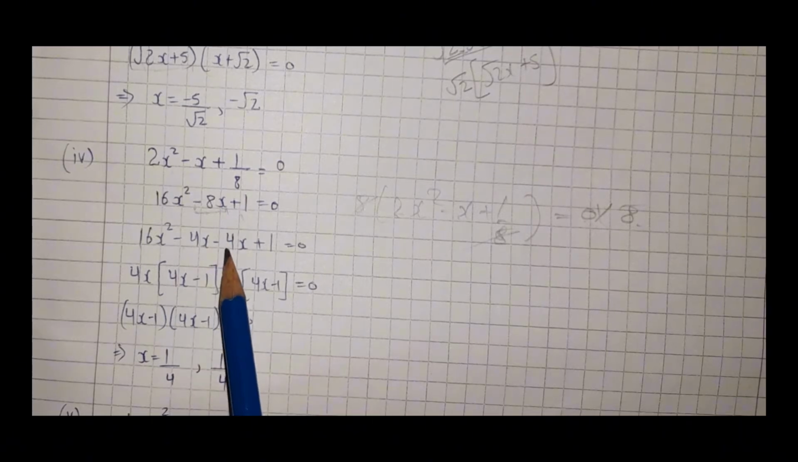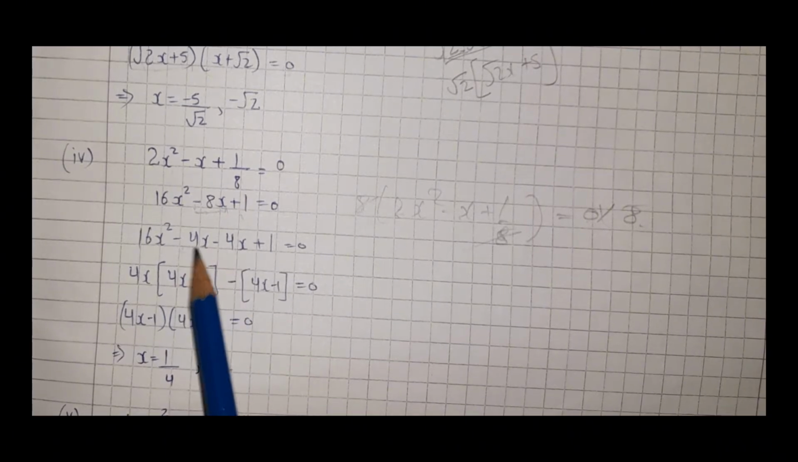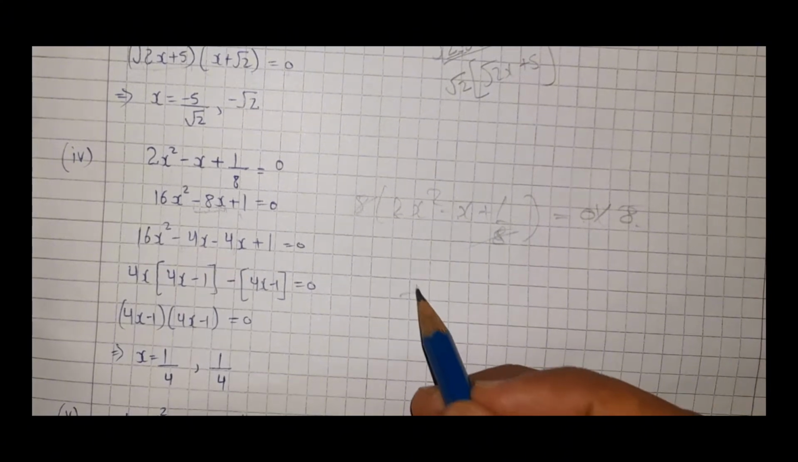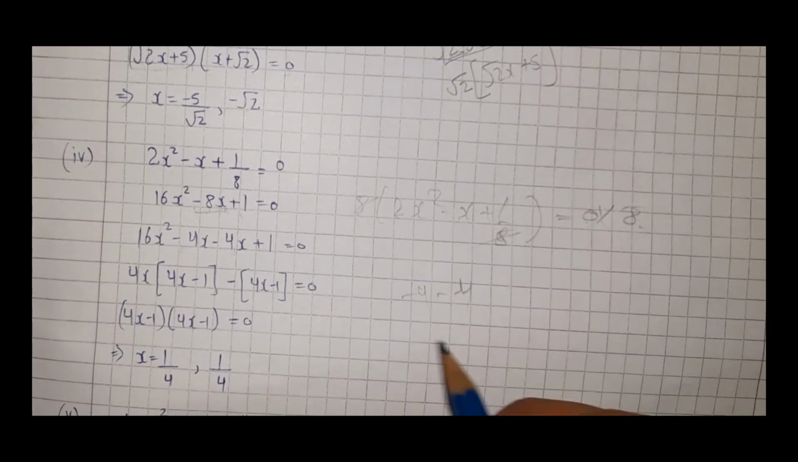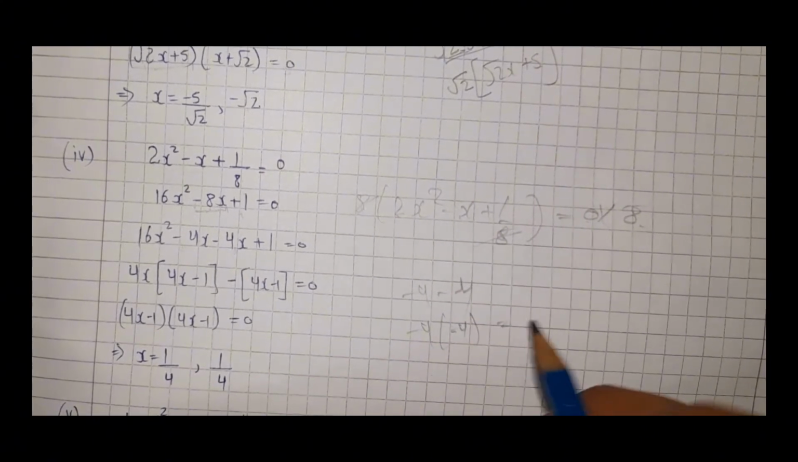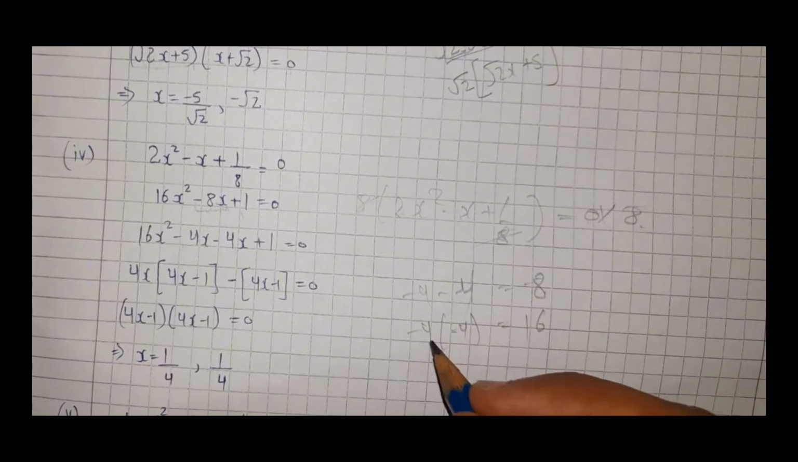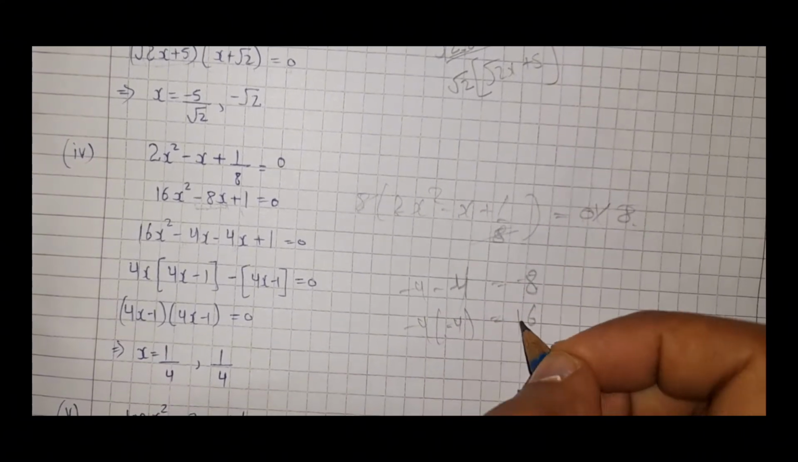So -4 and -4 are the two numbers such that after adding these two numbers we will have -8, and after their multiplication we will get 16.